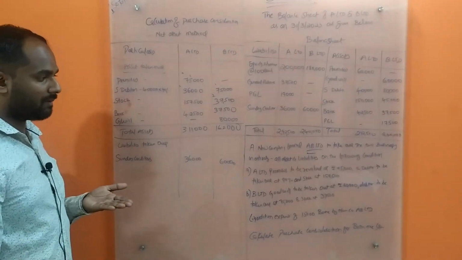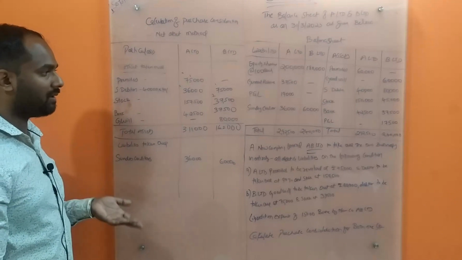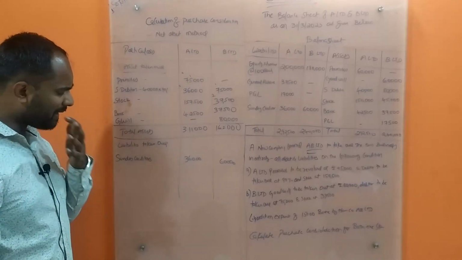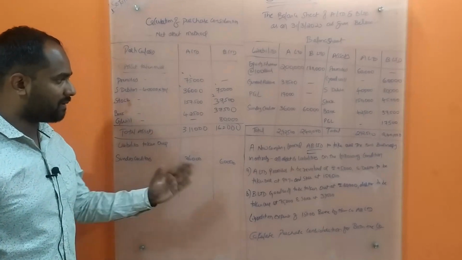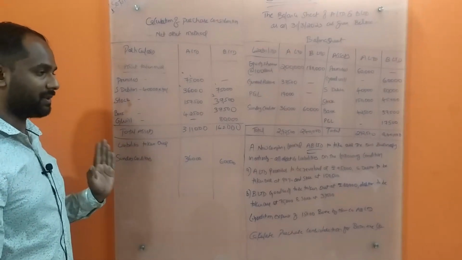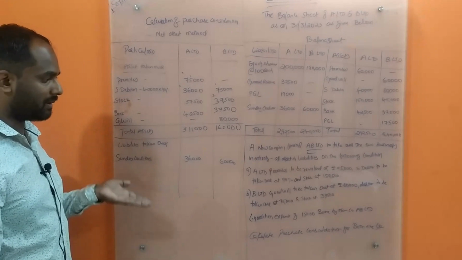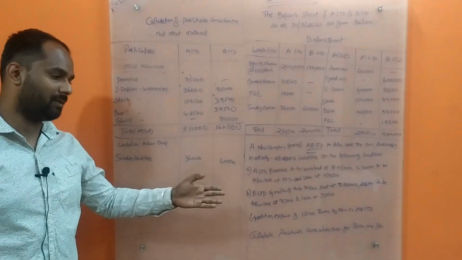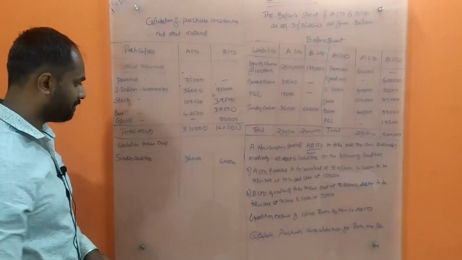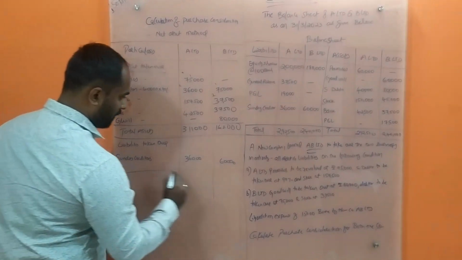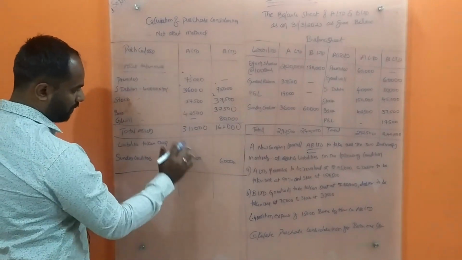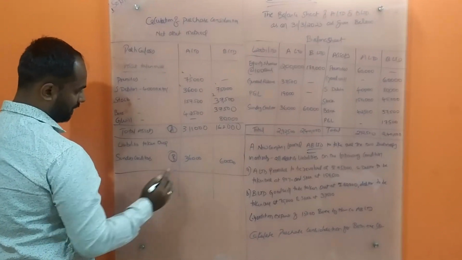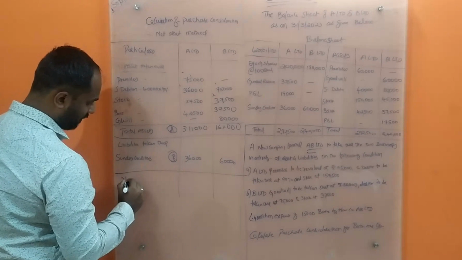If any liquidation expenses are borne by AB Limited, they will be shown in AB Limited's books itself. And these expenses will not be considered for purchase consideration in the net asset method. So even though they are not given in the data here, we will not be considering them. Okay. So this is the total of A, this is the total of B, total liabilities I have.